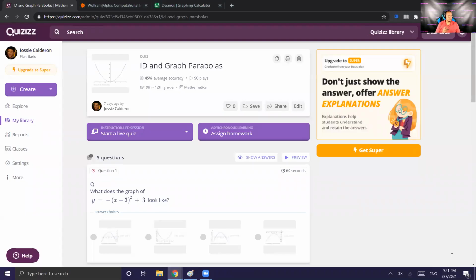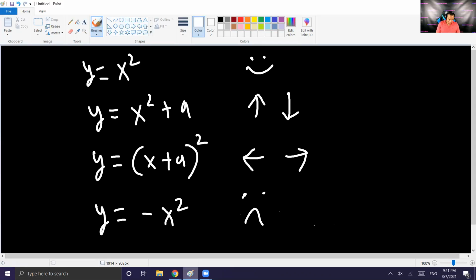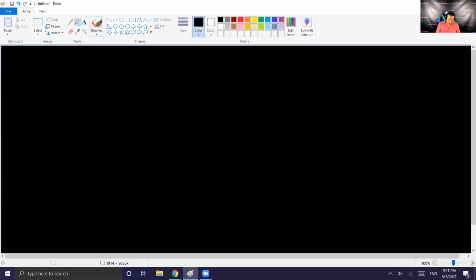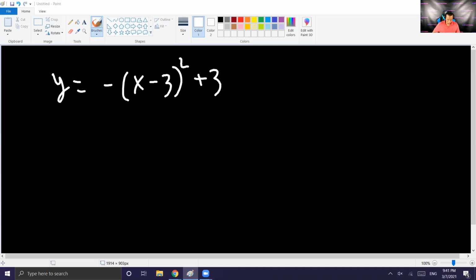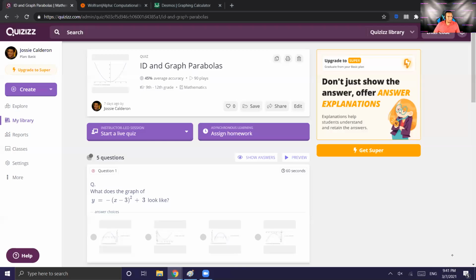What does the graph of y equals negative (x minus 3) squared plus 3 look like? Now that you've taken a picture of this, I'm going to erase it and write that again. Y equals negative (x minus 3) squared plus 3. That's exactly the same one, just to double check.